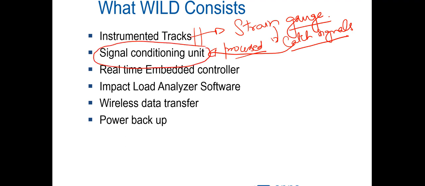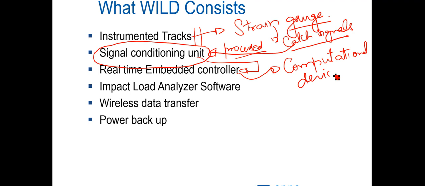Then we have a real-time embedded controller. That's just a fancy name for a computational device which is going to log all these signals, and take these signals for further processing. And then you have dedicated software. Here's where you have the intelligence. The software takes the signals from this controller, analyzes them against the ideal pattern, and then realizes either there is a problem in this wheel, or this wheel is okay.